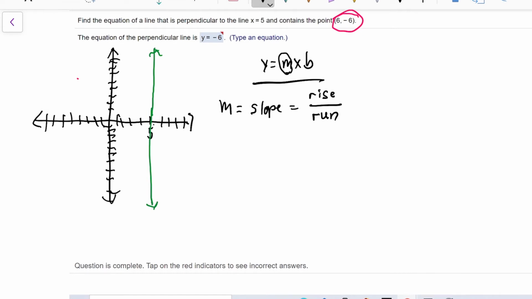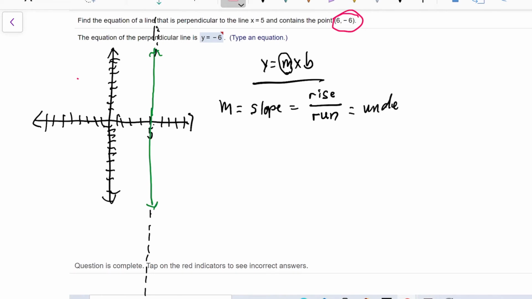So in this case, is our graph rising, or is our graph running? And what I mean by that is, are there any changes in our x values? No, right? It's constantly on 5. Whenever you go, it's going to be constantly rising, and the x value won't change. It will always be on 5 in this case. That means that our slope is undefined.